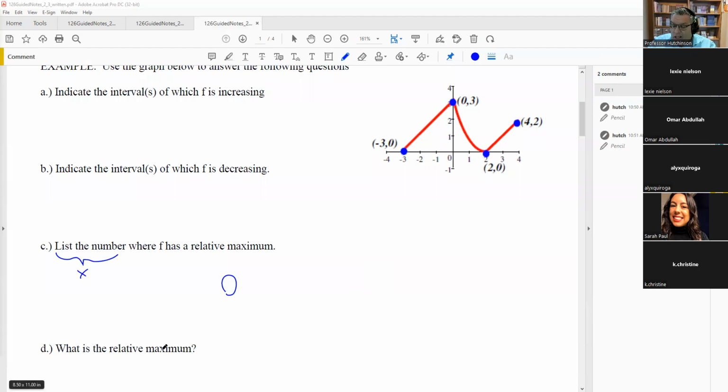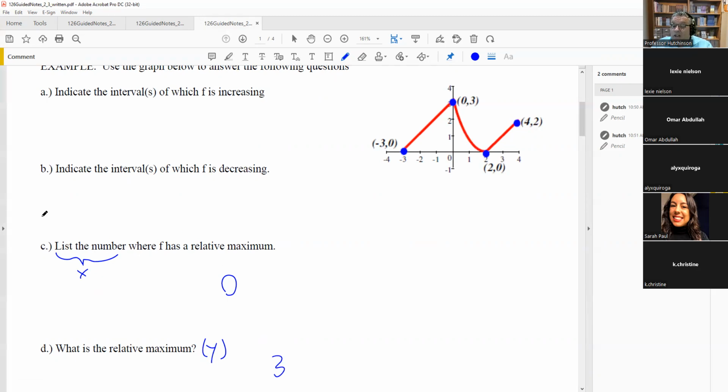This one says, what is the relative maximum? This is referring to a y value. So when it says what is the relative maximum, you're not going to list the coordinate. You're just going to list the y value at the max. So this answer is going to be 3. Notice both of those are referring to the same exact point on the graph itself.